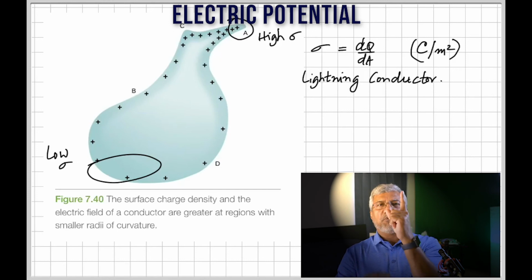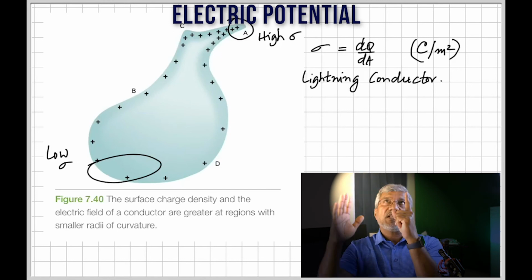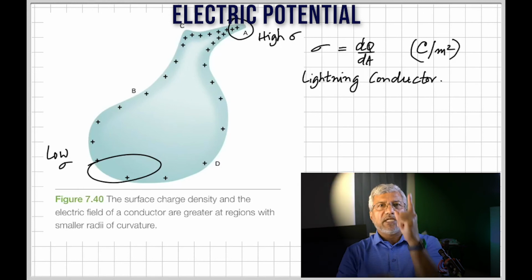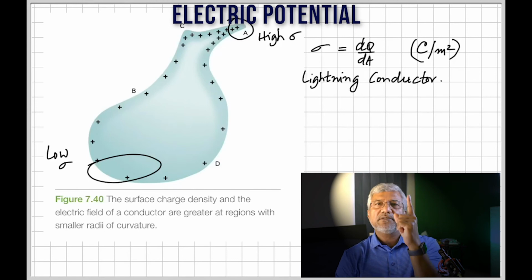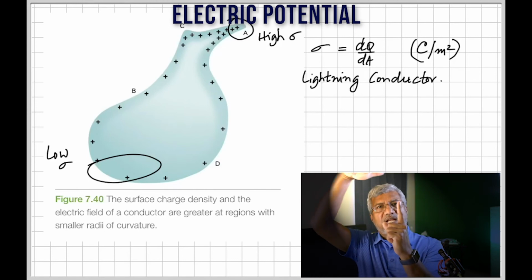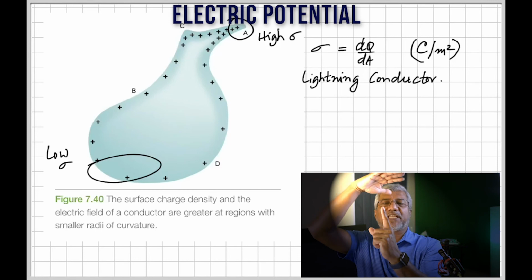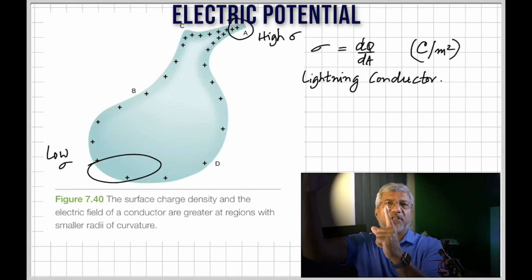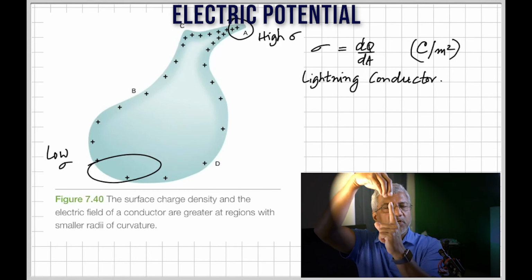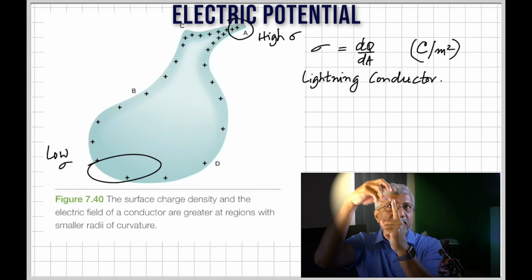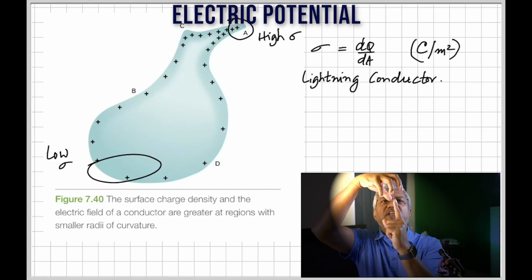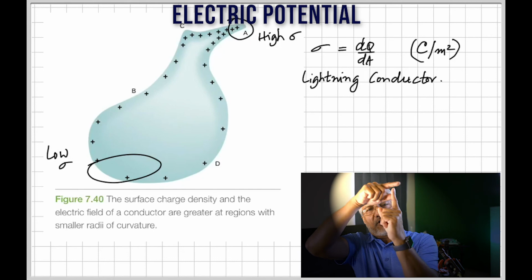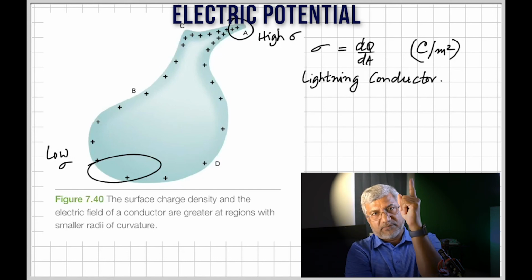A lightning conductor has pointed tips on top of high buildings, and then that's connected by means of a cable to the ground. It's grounded. So the idea is when clouds pass overhead, and clouds carry a lot of charge, those clouds induce the opposite charge on the lightning conductor, and because this tip is pointed, there is a huge accumulation of charge there. That means the field becomes really high, and all of those excess charges go to ground.